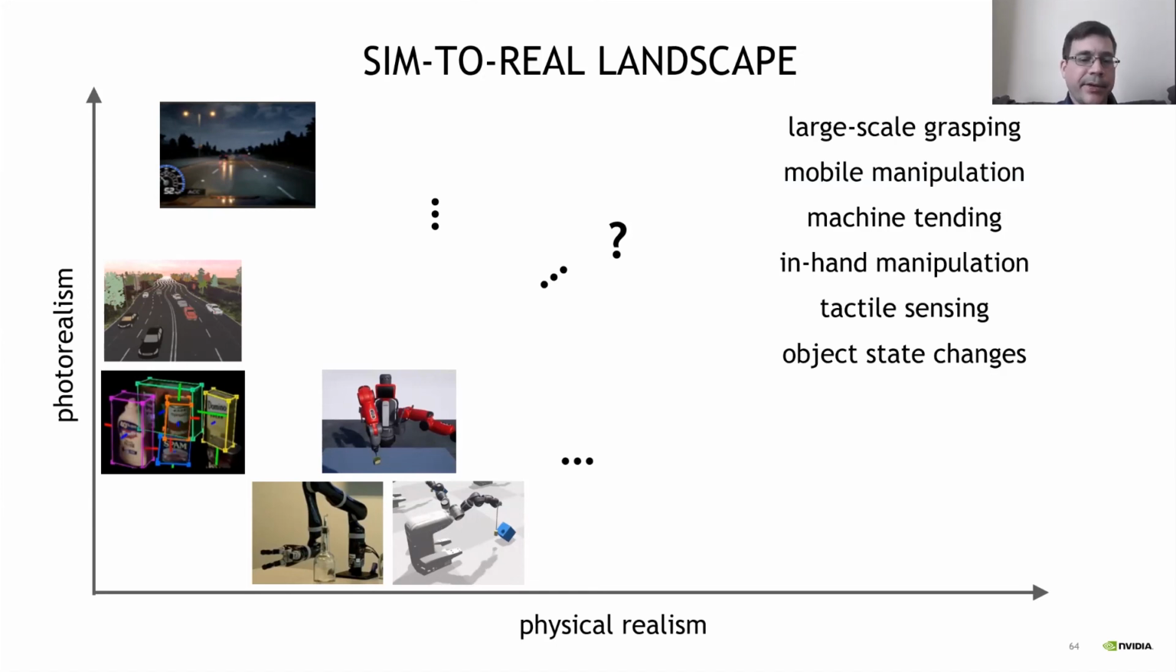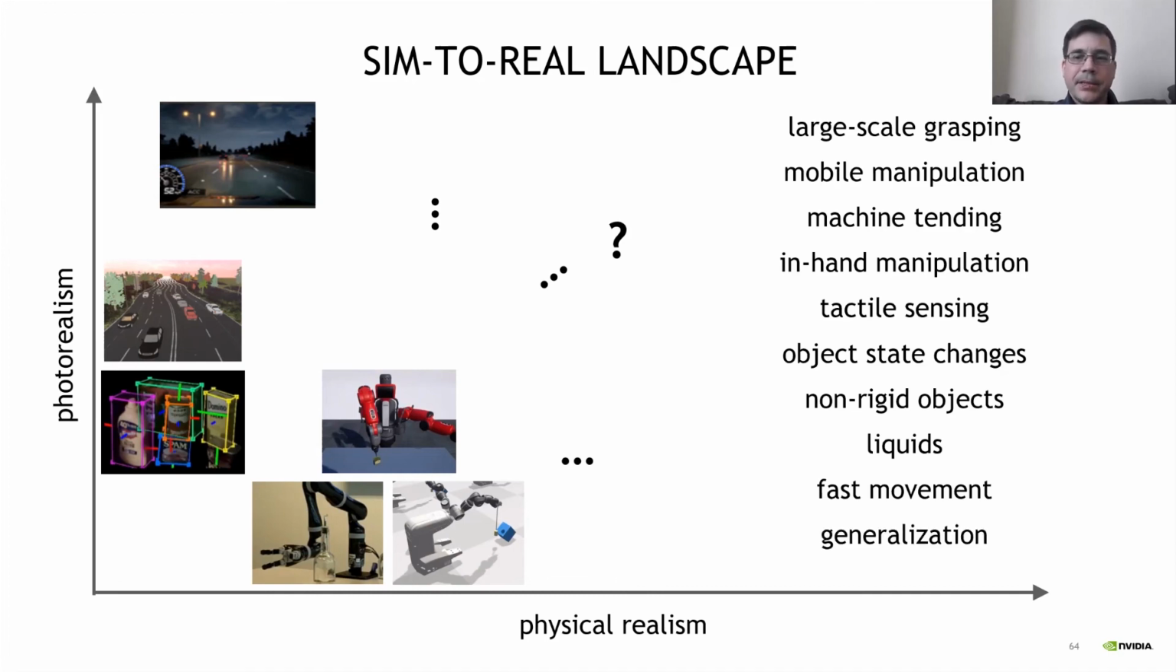Object state changes. So if I have a cereal box and I open up the cereal box, it's going to be a topological change. It's going to be a different type of box now because the top is ripped open. Non-rigid objects introduce more challenges. Pouring liquids and so forth. Very fast movement is another challenge, and then generalizing to other kinds of problems. So there's lots and lots of open problems here for all of us to work on for many years to come.